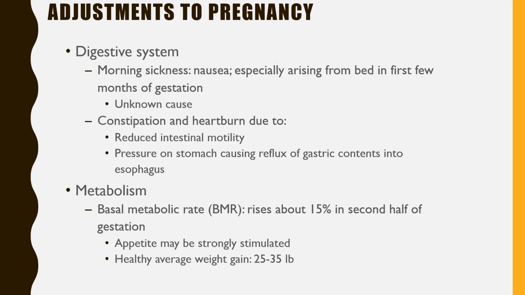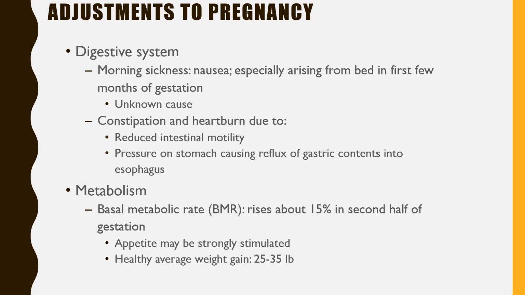Now the digestive system. You might have heard of morning sickness, things like nausea, especially arising from bed in the first few months of gestation during that first trimester. The cause is not clear. But you also see things like constipation and heartburn. Part of that is due to reduced intestinal motility, maybe due to the levels of progesterone, and pressure on the stomach causing reflux of gastric contents. Progesterone also relaxes the esophageal sphincters. So if the lower esophageal sphincter becomes relaxed, that's going to allow more acid reflux. Part of that's due mechanically to the enlarging fetus, but also because progesterone has a relaxing effect on all these smooth muscles, which includes smooth muscles of the GI system.